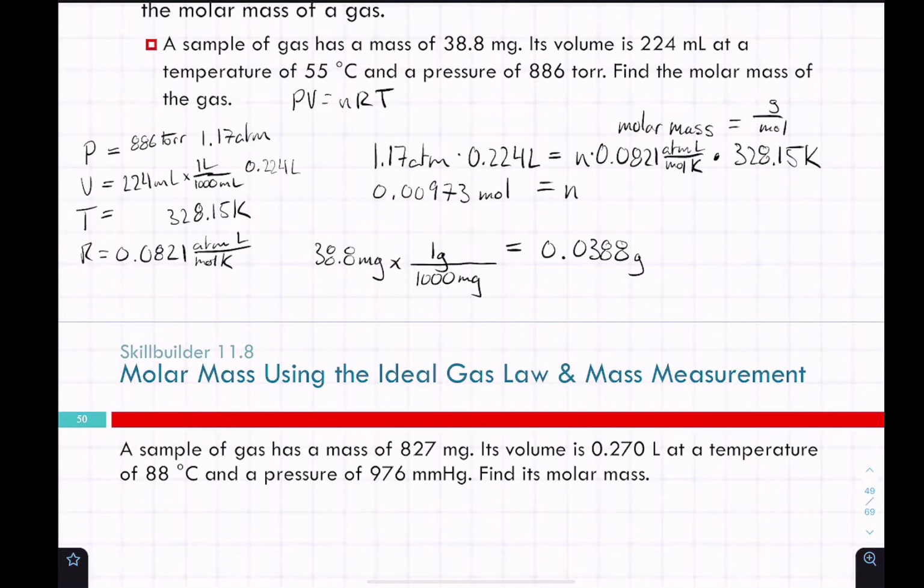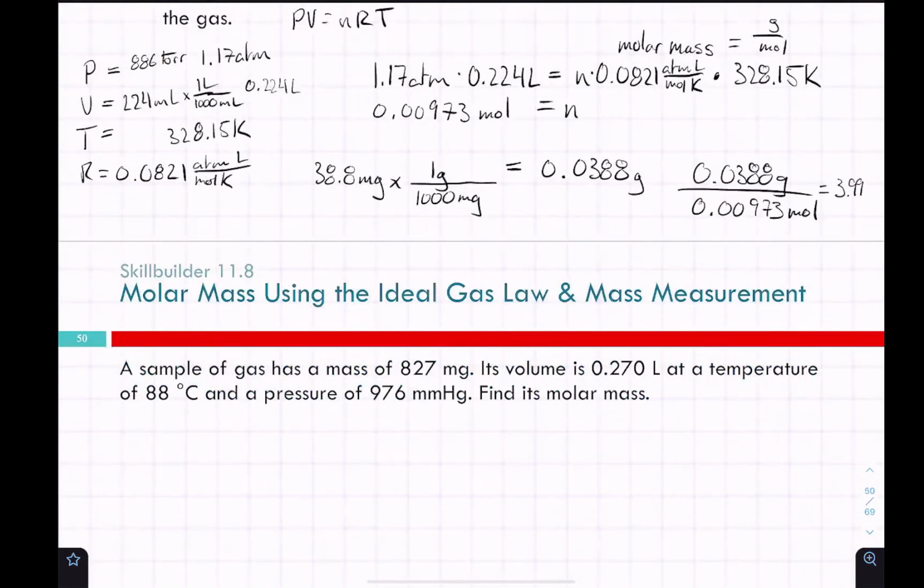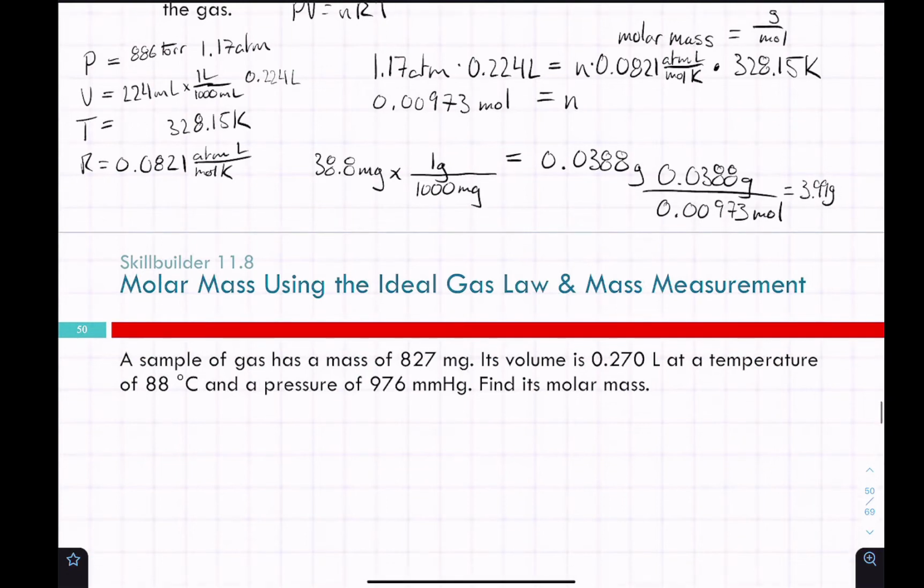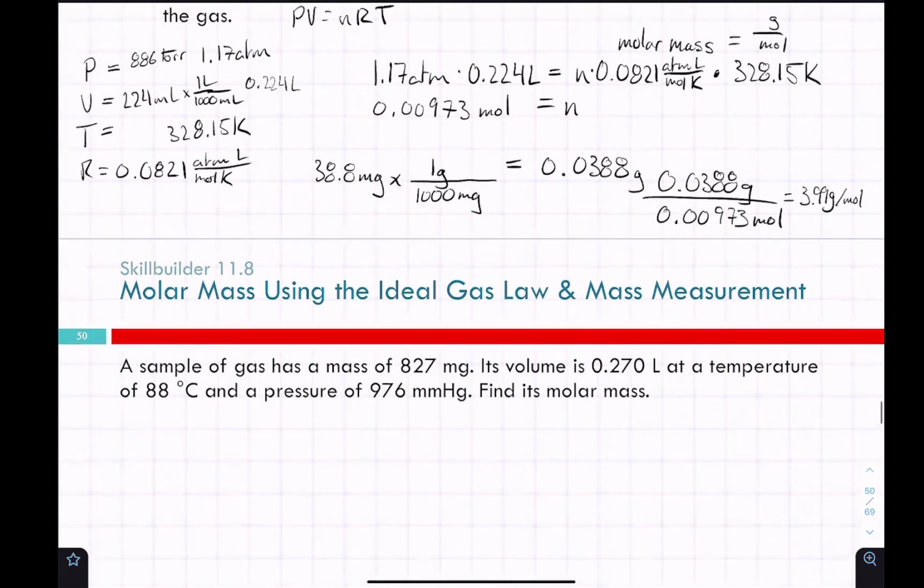0.0388 grams. So we take our 0.0388 grams and divide it by the number of moles, 0.00973. And it's 3.99 grams per mole.